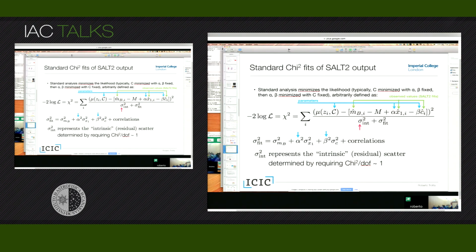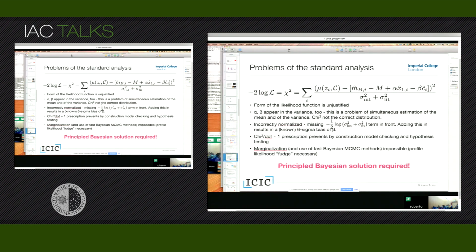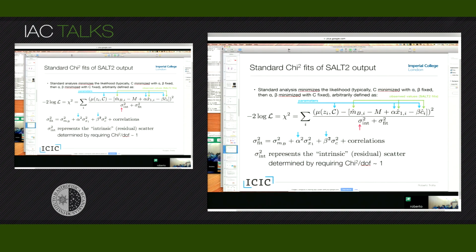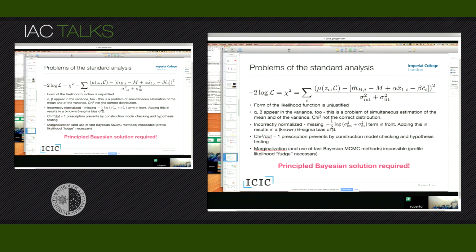But equally, this form of the likelihood is simply not justified. It's something that looks like a Gaussian likelihood, but it shouldn't be, because if you notice, these parameters, alpha and beta, appear here in the numerator of the likelihood, but they also appear in the sigma squared fit error propagation formula. You see that alpha and beta are unknown parameters that also appear in the variance of your expression. That means that chi-square, or a Gaussian likelihood, is not the correct distribution.